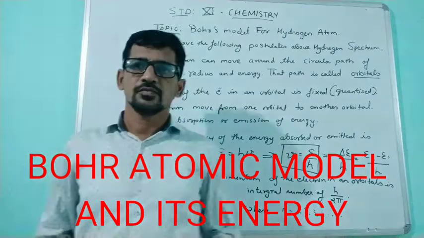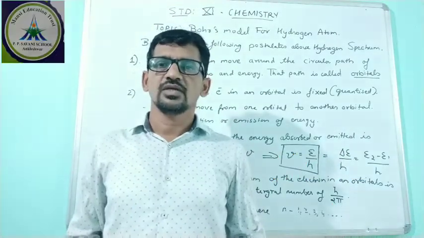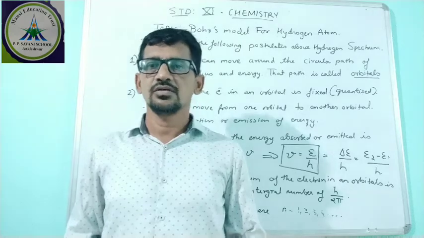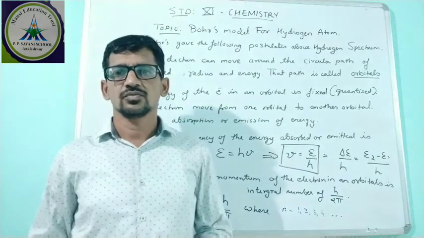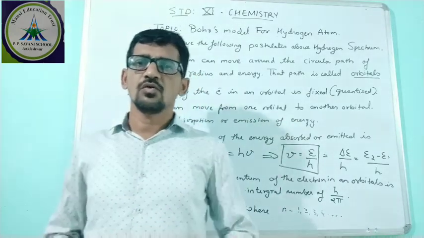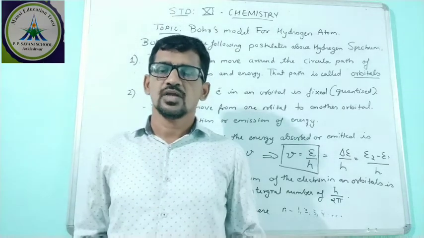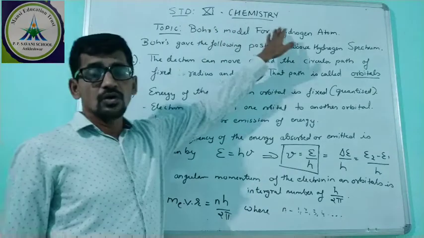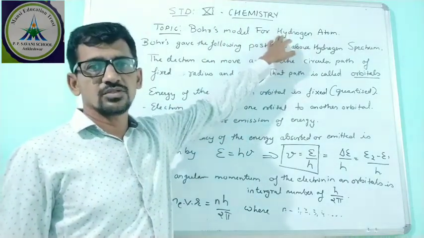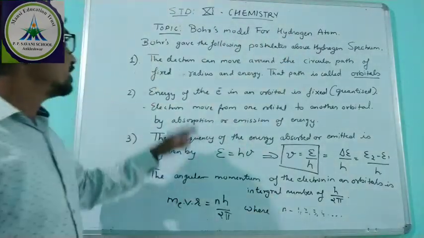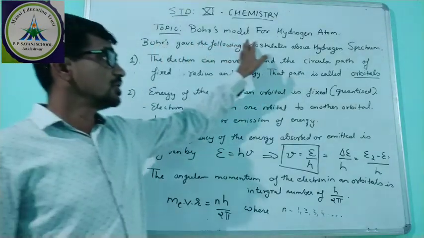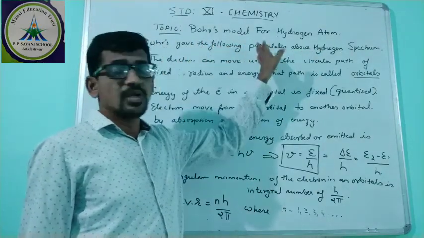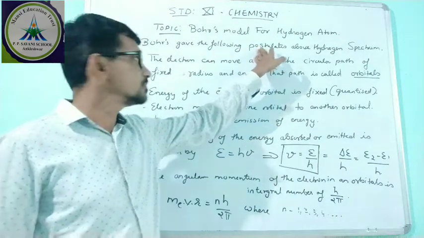Hello students, welcome back. In chemistry we are discussing the energy of the electron. We take the example of the Bohr model and its quantized energy. The Bohr model is for the hydrogen atom, which means a one-electron system. The scientist Bohr explained the hydrogen spectrum in the form of postulates.